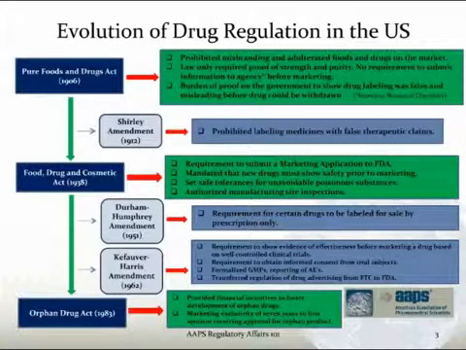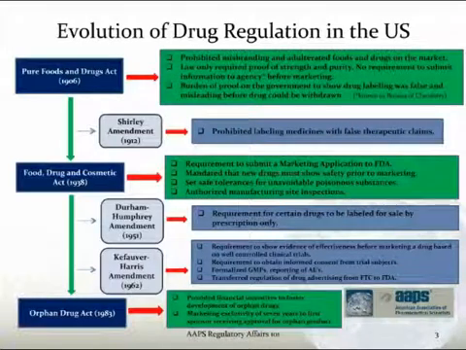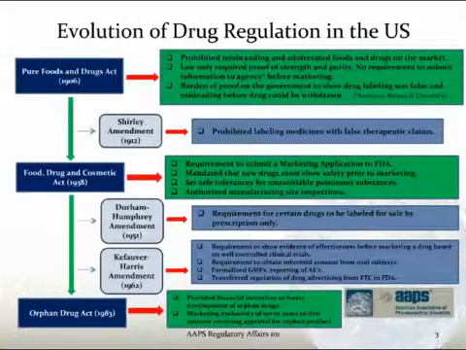So the next milestone in drug regulation in the U.S. came about with the passage of the Food, Drug, and Cosmetic Act of 1938, which set the stage for the current regulatory environment in the U.S. This law had several new provisions. It set the requirement to submit a marketing application to the FDA. It required that new drugs show safety prior to marketing, and it also set safe tolerance levels for unavoidable poisonous substances. The law also authorized the agency to conduct manufacturing site inspections.